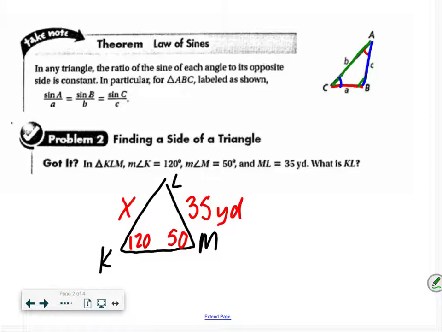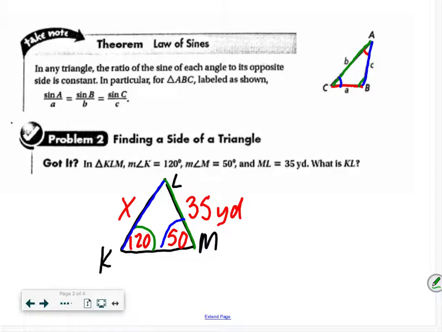If I look at my 120 degree angle, do I have the side across from that? Yes, which one? 35. So those two are going to match up. My 50, do I have a side across from it? No. Do I want it? Yes. Angle L is 10. Yep. If I was asking for this side and I didn't have angle L, that'd be really helpful. That triangles up to 180. So let's set up our proportions.